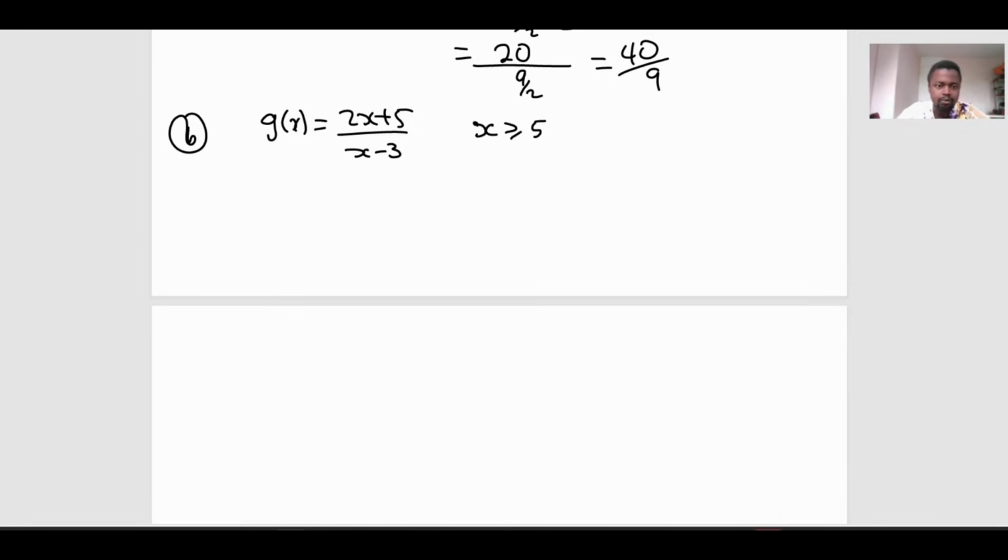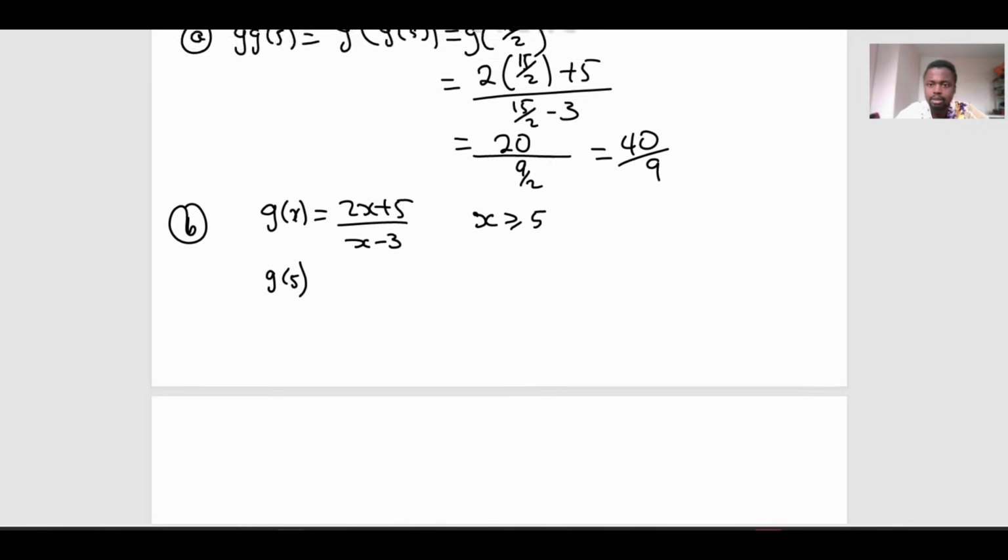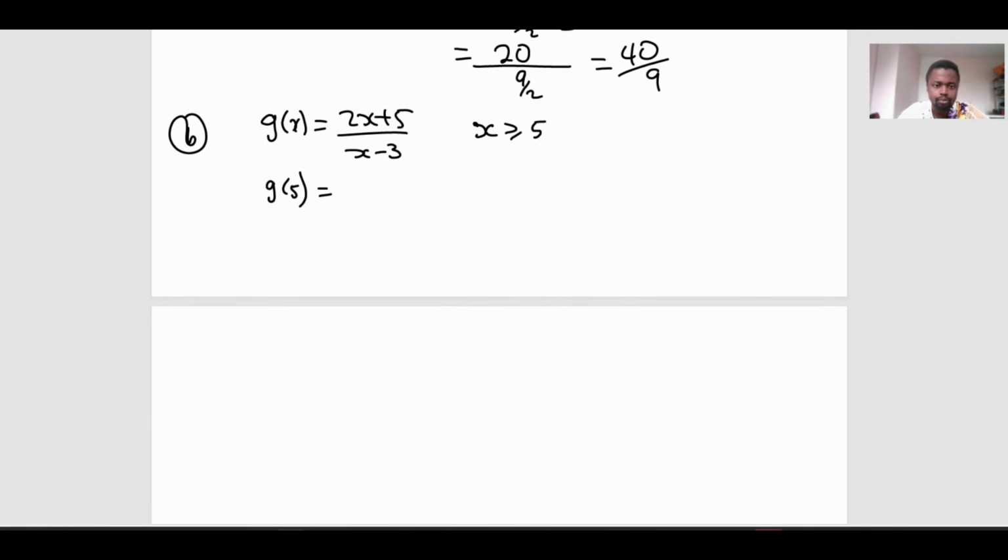So let's try and see g of 5. I think we did that earlier. g of 5 gave us 15 over 2, which is actually 7.5. So I want to see something. If I continue to increase the value of x, what happens to g of x? Is it increasing or decreasing? So I'm going to put x equal to 10 to see that. Now, the least value of x is 5, but if I decide to increase the value of x, I want to see what will be the trajectory of g of x itself. So I'll try to put 10.